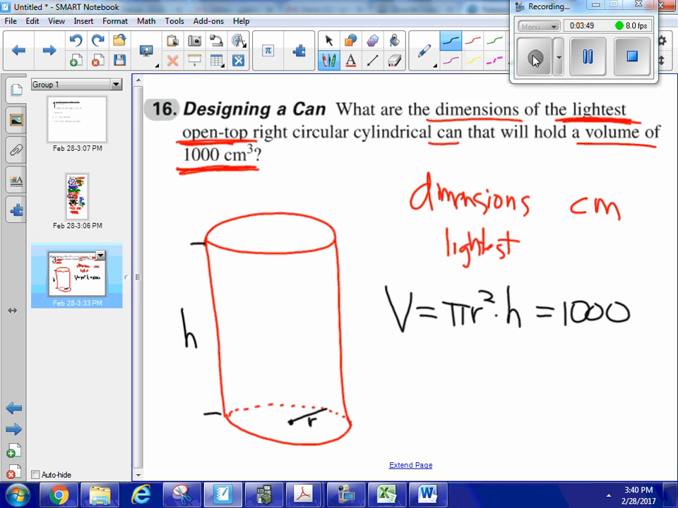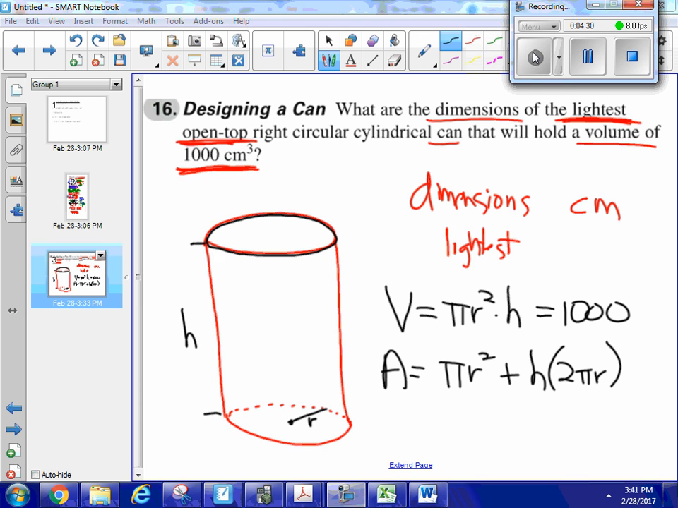Now, the area of the can is equal to the area of the base, which is pi r squared, plus the area of the tube. And the area of the tube is, if you cut it and unfolded it, the circumference of the tube part multiplied times the height. So that's going to be height times 2 pi r, the circumference of a circle.